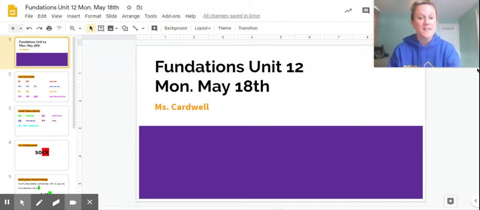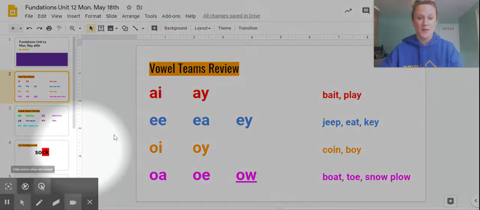We're doing Fundations, Unit 12, and today is Monday. For our lesson today, we're going to review our vowel teams, go over the k sound at the end of a multisyllabic word, and talk about some new trickster words. All right, let's review our vowel teams real quick.